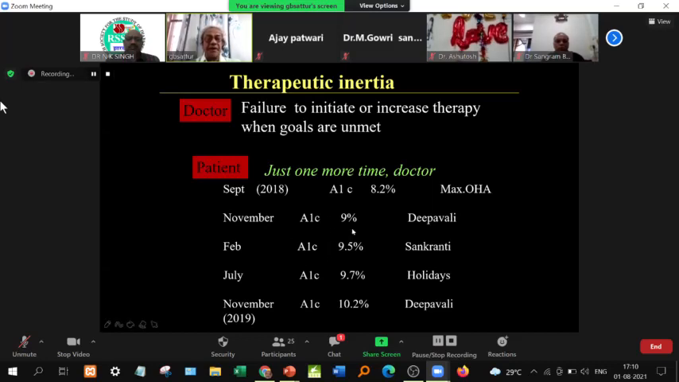Then she came in February, and I asked her about this HbA1c of 9.5. No way, I had to start you on insulin. She said, sir, it is Sankranti, a very famous festival in Maharashtra. I had gone to my mother's house. Then I said, okay. She disappeared, and came in July with 9.7.